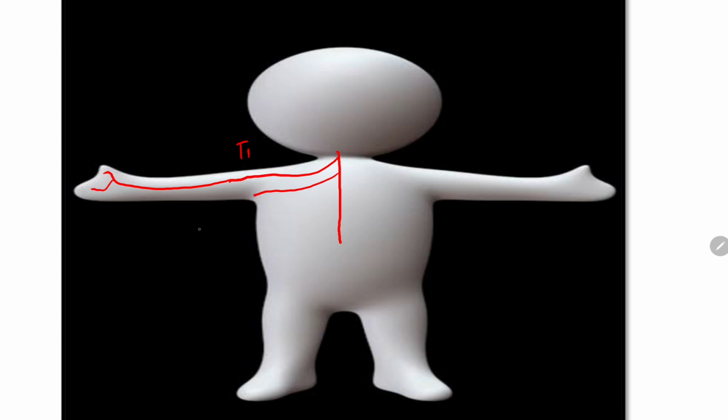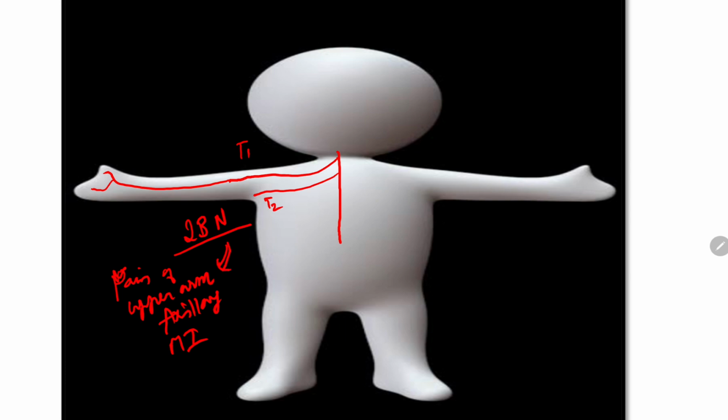T2 becomes the intercostobrachial nerve, and the reason for pain of the upper arm and axillary region in MI is because of this nerve T2. When it comes to T3, T4, T5, T6, they are concerned with the thorax, so it is a typical nerve. T7 to T11 are concerned with the thorax as well as the abdomen, so T7 to T11 is again atypical.